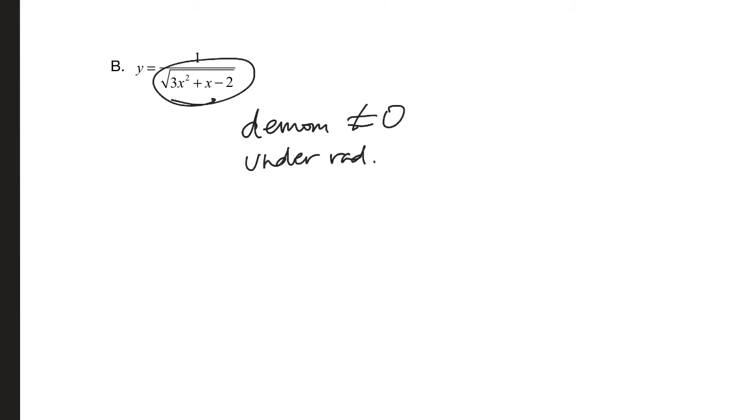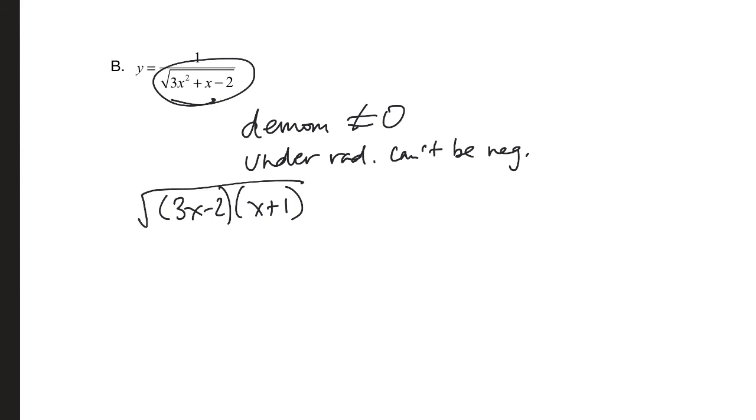For this last one, if you take a look, and I may not graph this whole thing, I know that this denominator, the whole thing, cannot equal 0, all right? And I also know that under the radical can't be negative. All right, so if I factor what's under the radical, I get 3x minus 2 and x plus 1, right? Keep in mind that's under the radical, okay? But there's a couple things that would happen here.